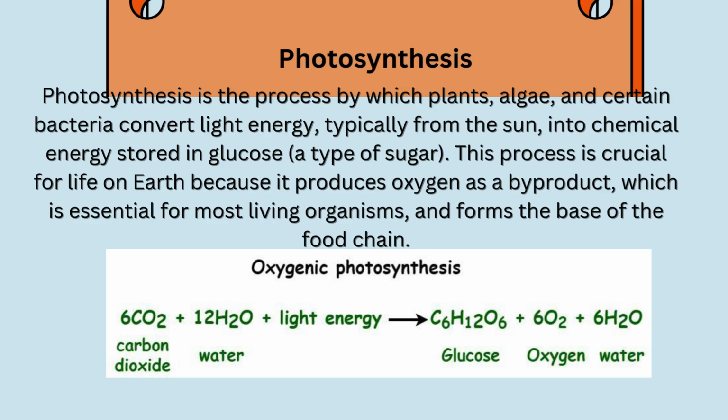The general equation for photosynthesis is as follows. Carbon dioxide plus water plus light energy gives us glucose, oxygen, and water molecules.